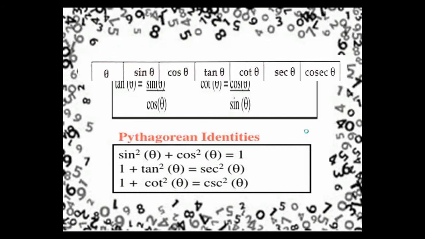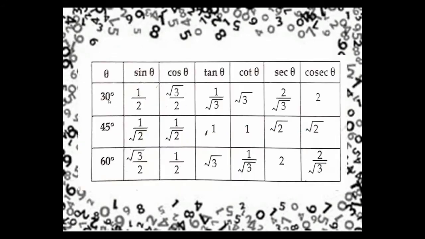Now move towards the next slide. In this we are sharing the ratios. Sine 30 is equal to 1 upon 2. Sine 45 is equal to 1 upon under root 2. And the value of sine 60 is under root 3 upon 2.